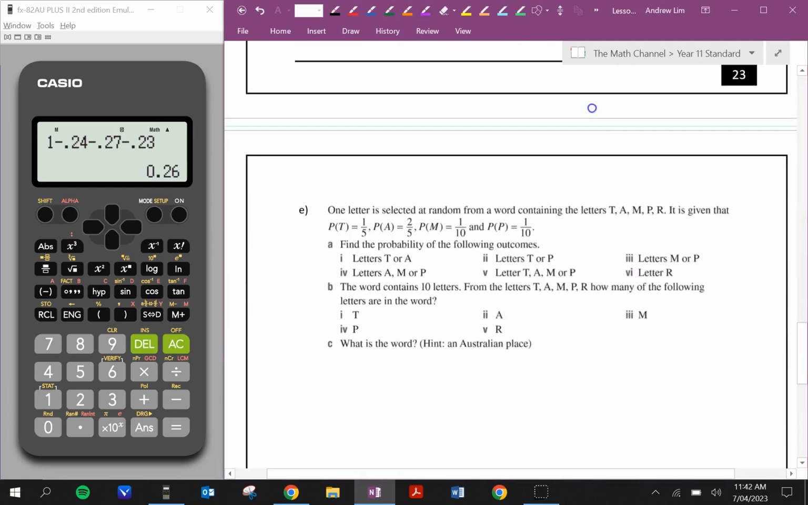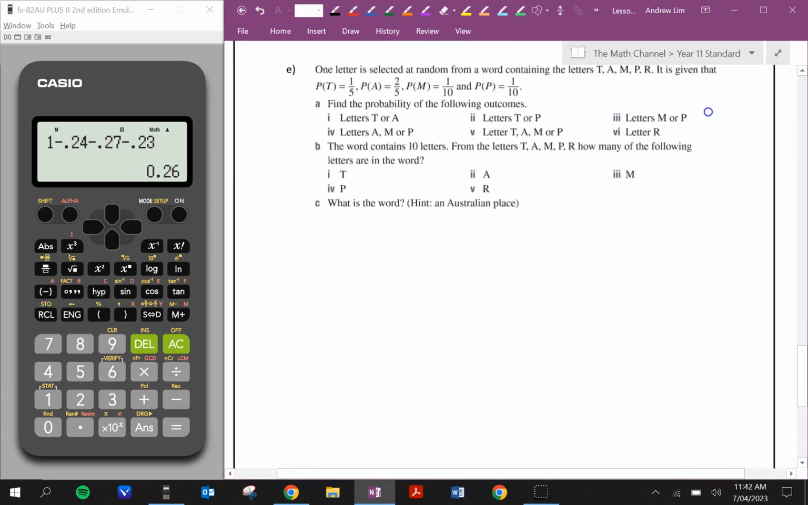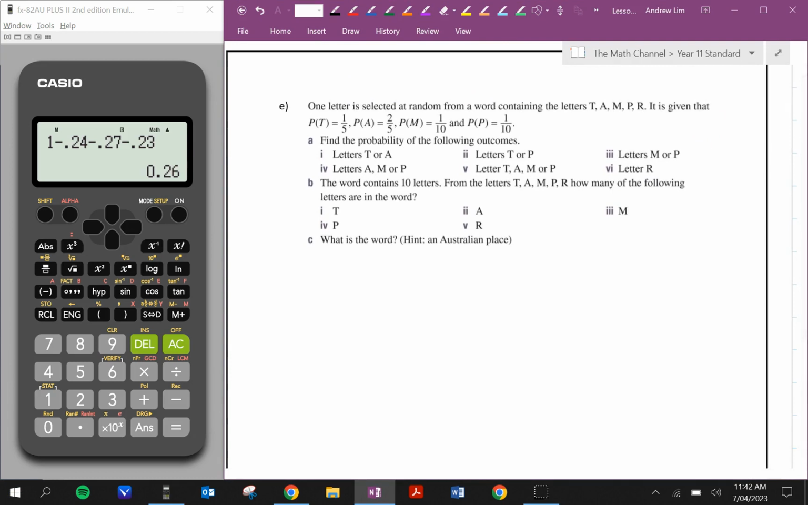Okay, question E. Last one for this video. One letter is selected at random from a word containing the letters T, A, M, P, R. It is given that the probability of T is 1/5, of A is 2/5, of M is 1/10, and of P is 1/10. Find the probability of the following outcomes. Why don't you pause the video, have a go with all of question A, B, and C, and when you're ready to check your answers, continue playing the video.